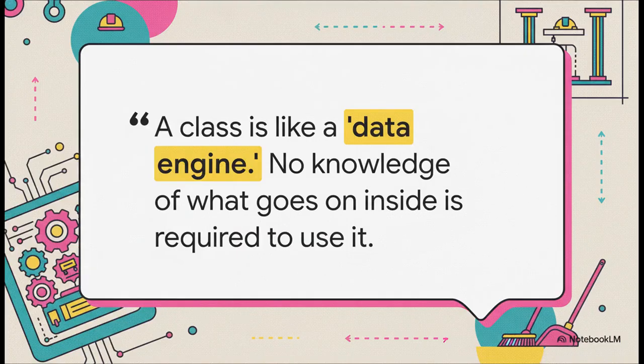There's this quote from your textbook that just hits the nail on the head. In a sense, a class is like a data engine. No knowledge of what goes on inside the engine is required to use the engine through its controls. I mean, that's perfect, right? A class hides all the messy internal stuff. Just like the engine in your car, you don't need to be a mechanic to drive. You just use the steering wheel and pedals. Same idea here. You just use the simple controls, the public methods, to make it work.